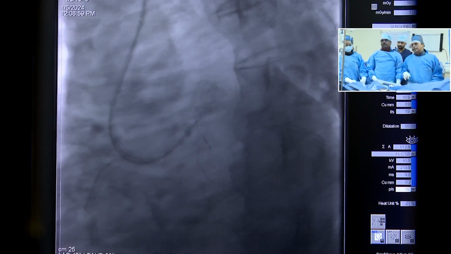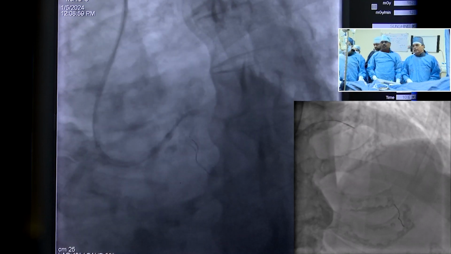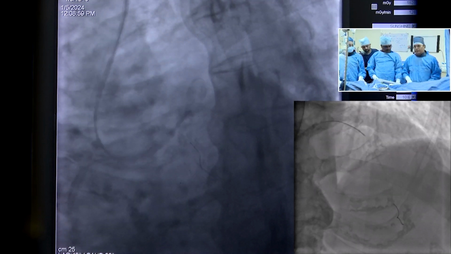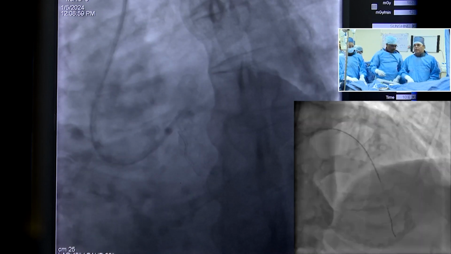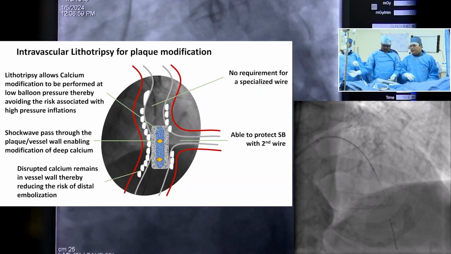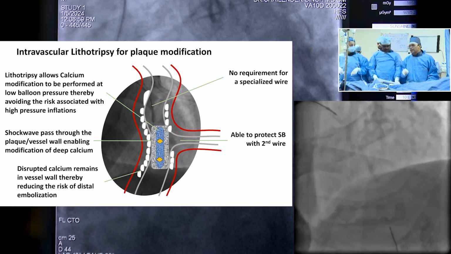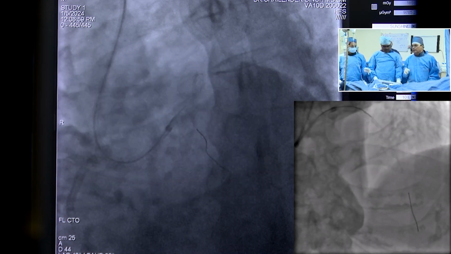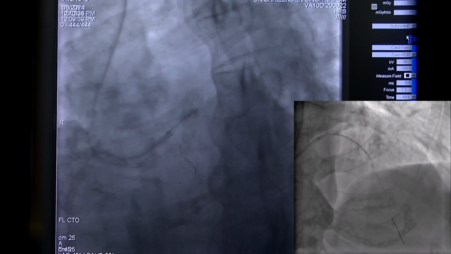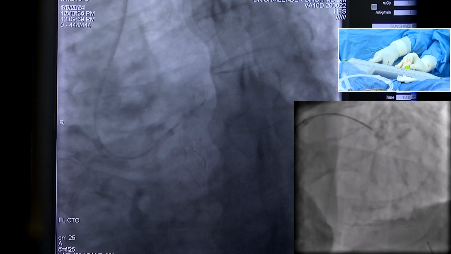Orbital atherectomy is at the left main. Now we will start, we have to remove the second wire. While doing orbital atherectomy, don't keep it, because it can cut the second wire. That is the advantage of using IVL. When you are using IVL, you can keep the side branch wire. While doing rota and orbital atherectomy, you have to remove the side branch wire. You have to go very slowly, 1 to 3 mm at a time, forward and backward.